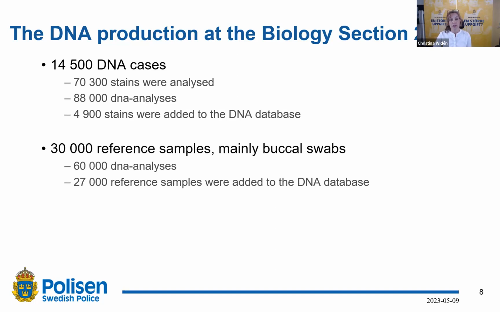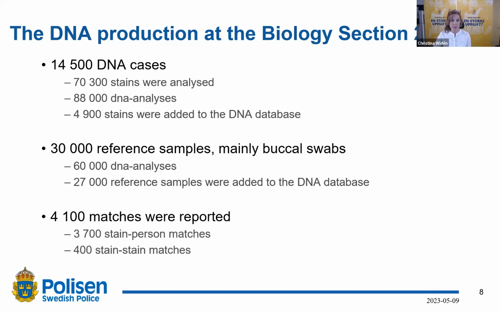And since this is a very automated process here in Sweden, we always do a double analysis of our reference samples. So we did about 60,000 DNA analyses of these samples, and about 27,000 reference samples were added to the DNA database. And when we searched all the stains and the suspected samples, then we reported more than 4,000 matches, mainly stain to person matches, about 3,700, and we also got 400 stain to stain matches.